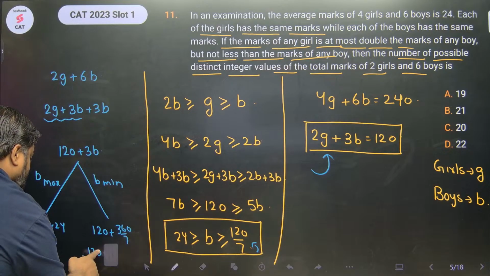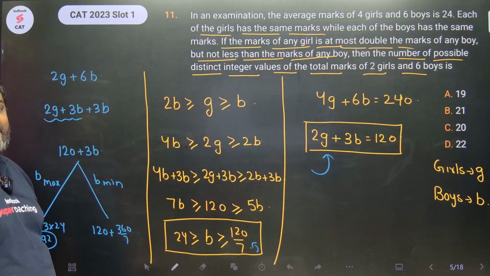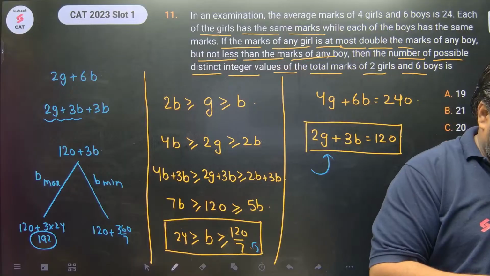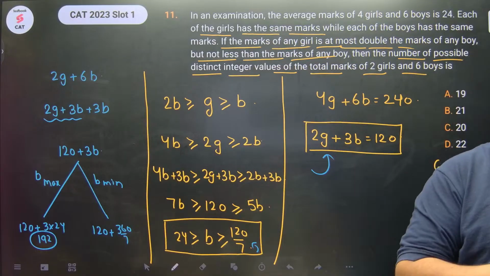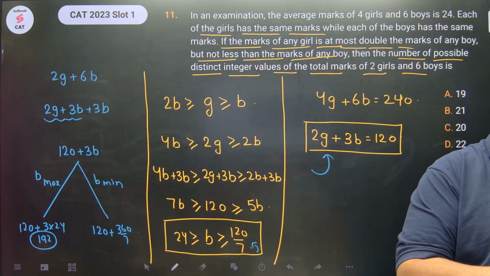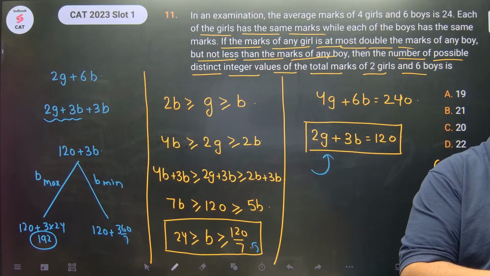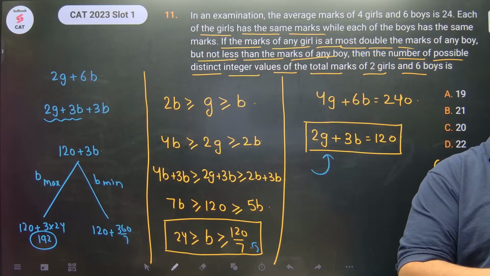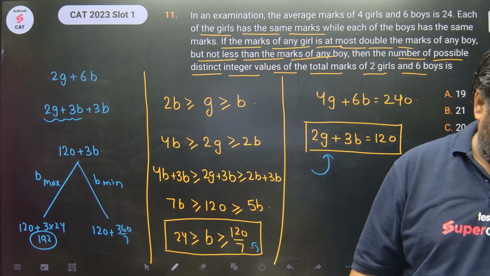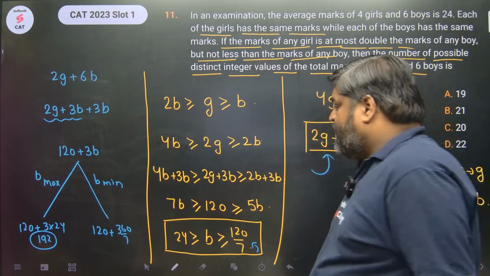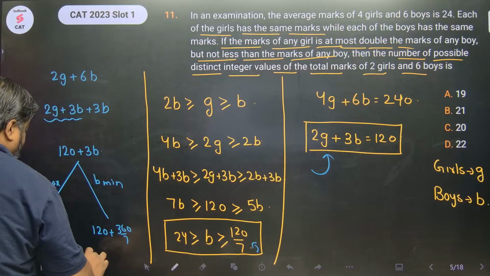How much is this? 120 plus 360 by 7. Take the help of calculator. In actual examination, you have the access of the virtual calculator. 360 divided by 7 plus 120. This is 171.42. This is very much close to 171.42.